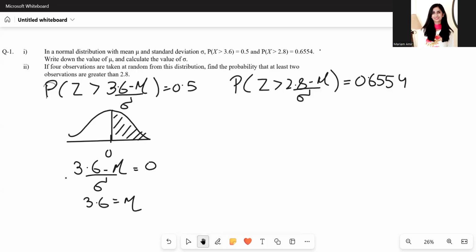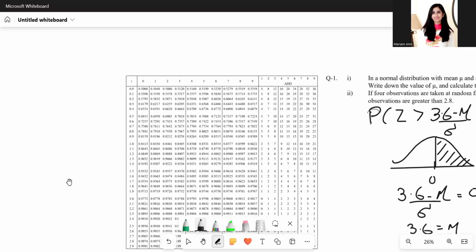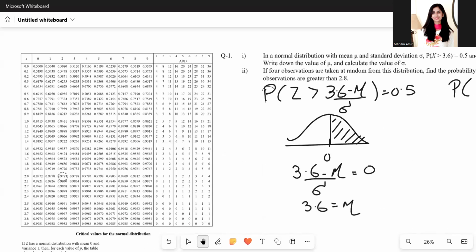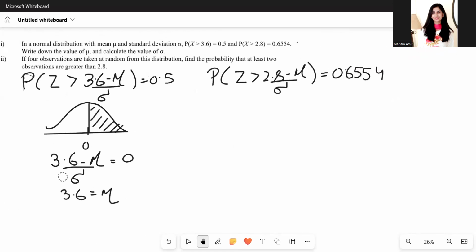In case you were to look at the table to find the z-score for the probability 0.5, then you could always do that. At the very start, we can find the probability 0.5, and the z-score here is 0.00, which is just 0. So that's why I wrote equals to 0 over here. Okay. Moving on to the next equation given to us.